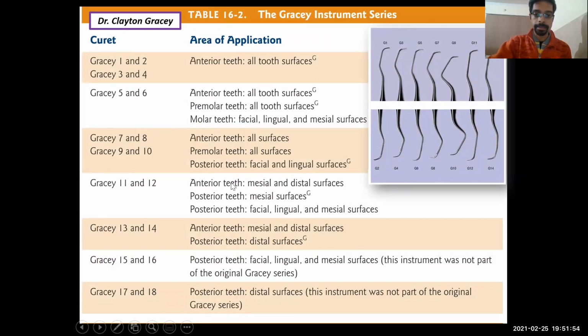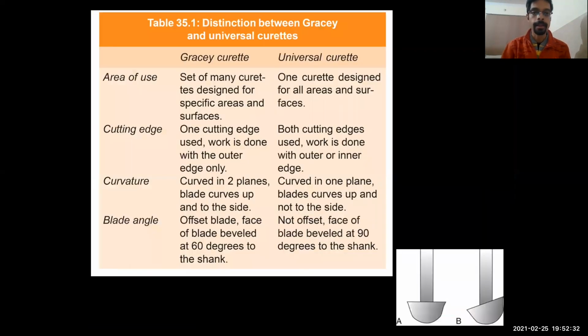11 and 12, anterior, mesial and distal, posterior, mesial, and posterior again, facial, lingual, and mesial surfaces. 13, 14, anterior teeth, mesial and distal surfaces, posterior teeth, distal surfaces. 15, 16, posterior teeth, facial, lingual, mesial surfaces. This instrument was not the actual part of the set which was given by Gracey. So actually Clayton Gracey gave from 1 to 14. 15, 16, and 17, 18 were later on added by other investigators or scientists. So these are the basic differences between the Gracey curette and the universal curette.